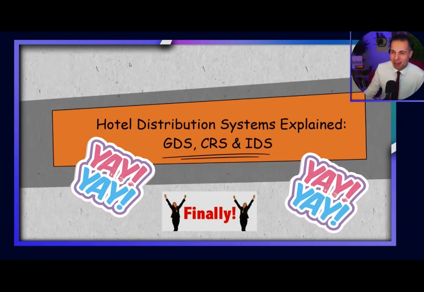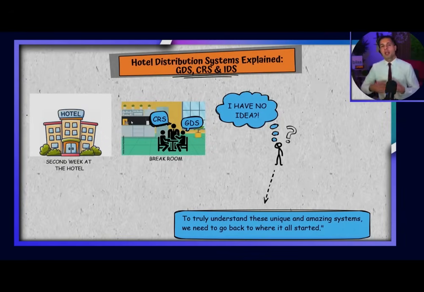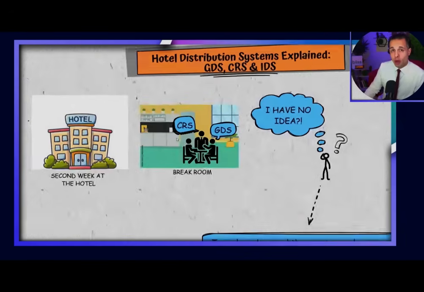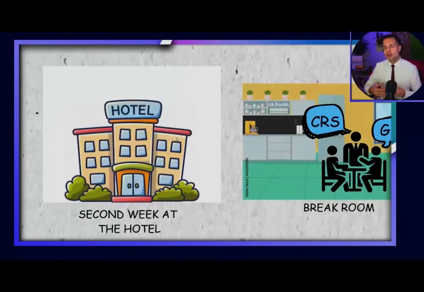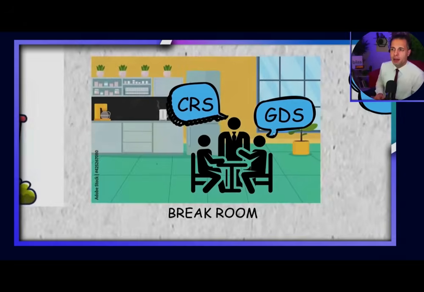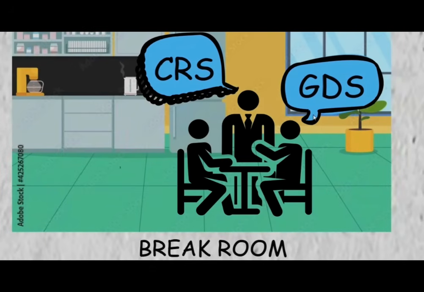Let's dive right in. Now, in order for you to understand, I'm going to explain it like a story. Let's pretend that you are an employee and it's your second week at the hotel and you're sitting in the break room and you can hear two of your colleagues having a conversation about, did you update the rates on the CRS? And did you release the room availability in the global distribution, the GDS and the IDS?